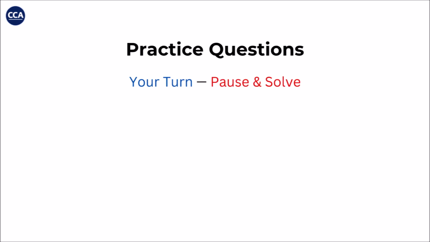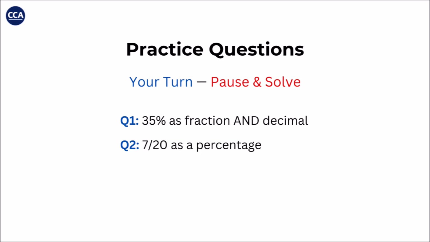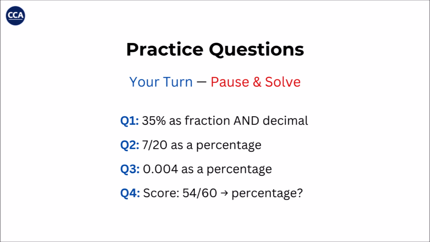Pause the video and solve these. Question 1. Convert 35% to a fraction in its simplest form, and to a decimal. Question 2. Convert 7 over 20 to a percentage. Question 3. Convert 0.004 to a percentage. Question 4. A student scores 54 out of 60. What is the percentage score? Pause now.